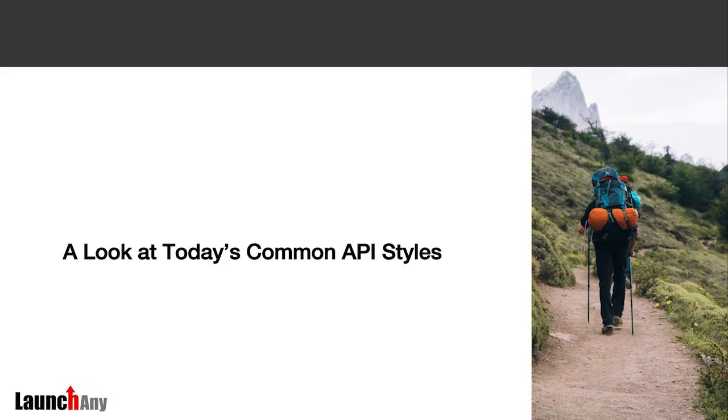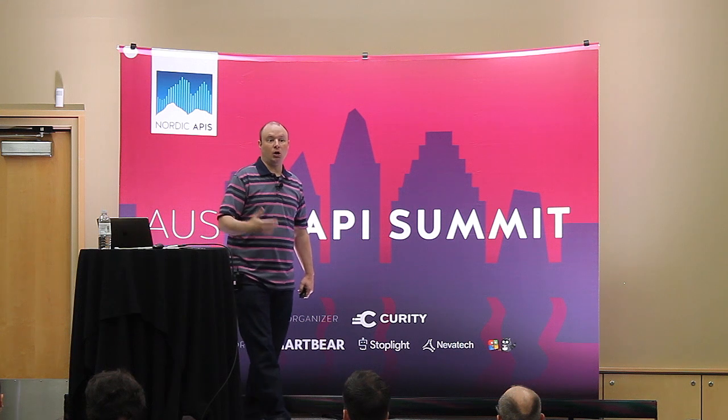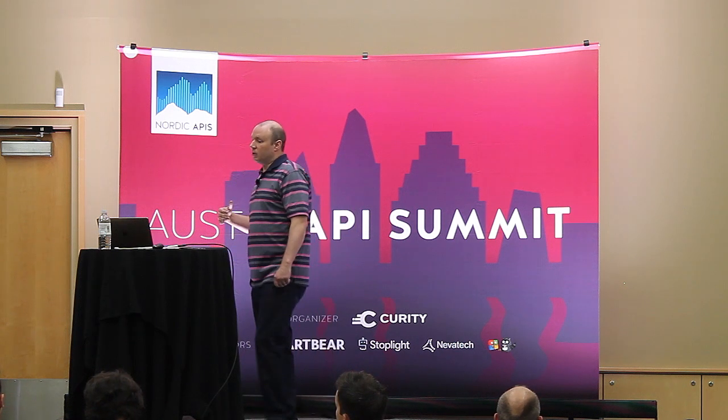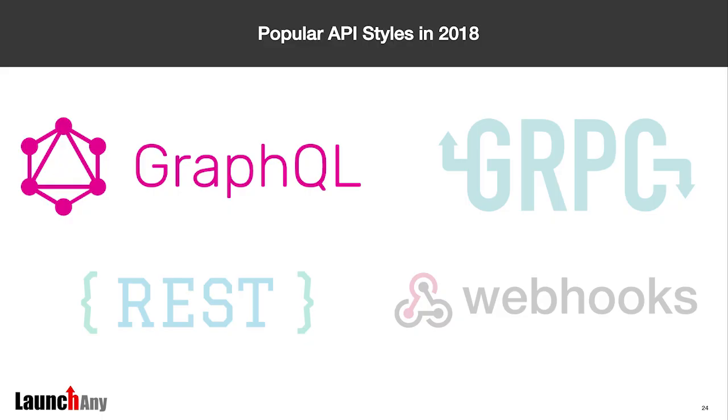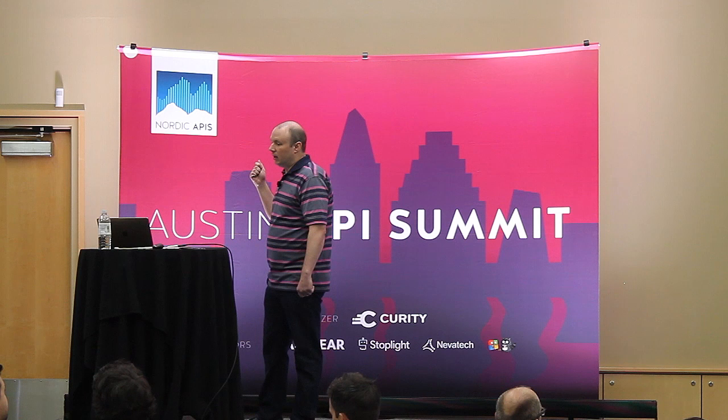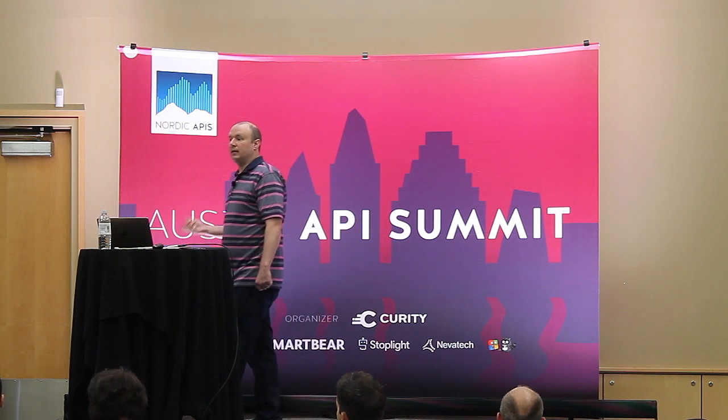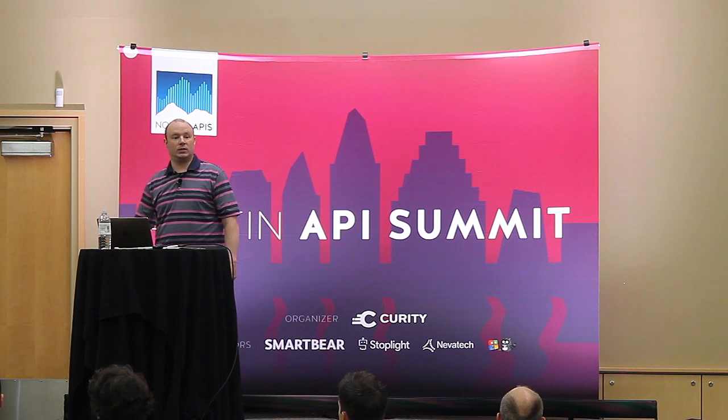So when we think about choosing the API styles that we want to use and whether REST is the right thing, it's important to know the protocols that we're using. We oftentimes don't think about that. So what I want to do is I want to do a quick review of GraphQL, gRPC. We'll talk a little about REST, and we'll also talk about notification and webhooks a bit as time allows, to kind of see what's out there today and what is working and what's not.